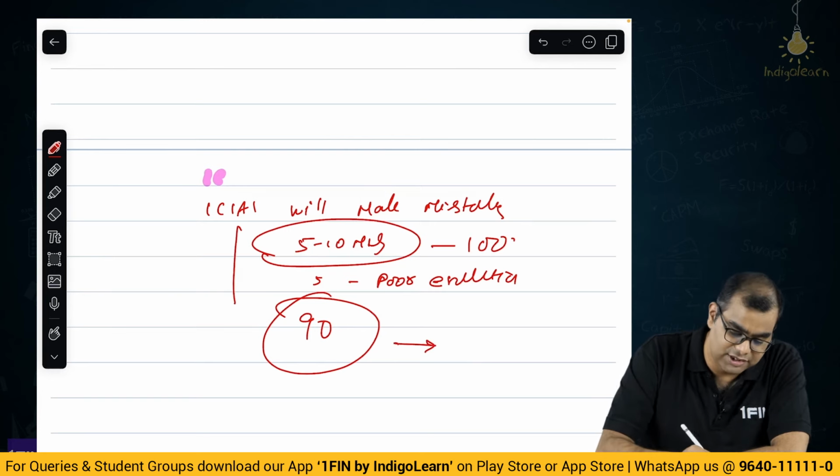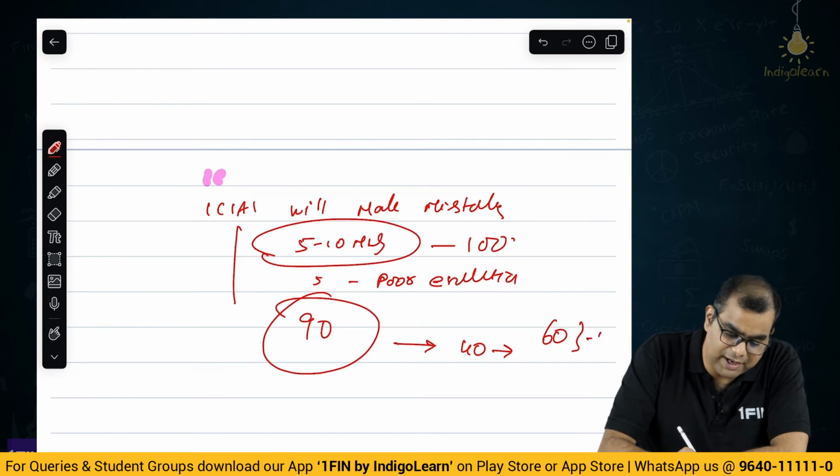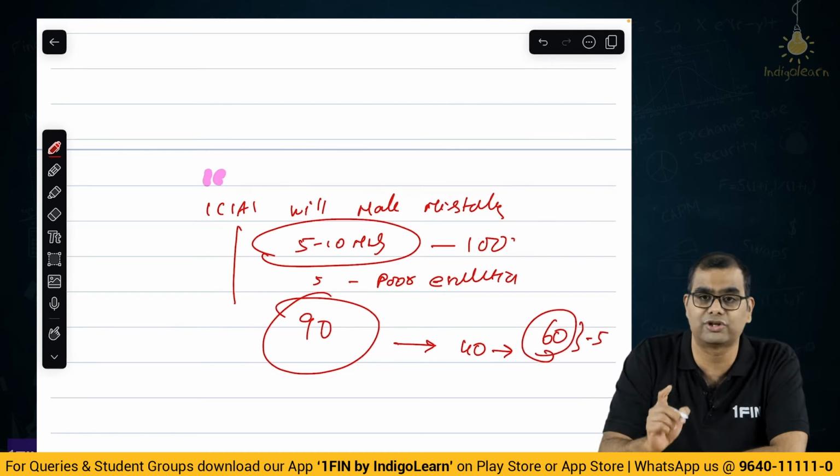Your pass mark is 40. You are supposed to get, there are still another 60 marks left, no? Don't harp on these 5 marks alone, saying because of these 5 marks I lost it. There are 60 more marks, out of which you are talking only about 5.